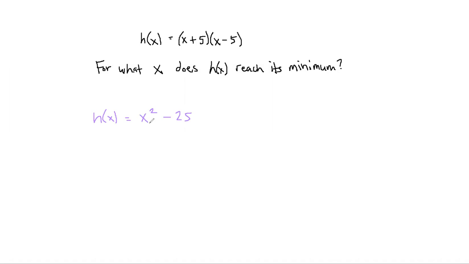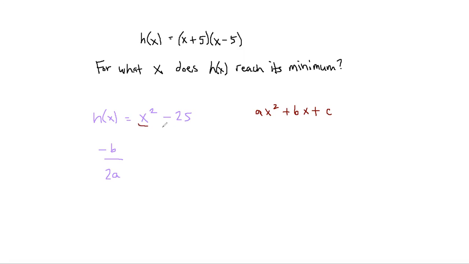There are a few ways of finding the vertex of a parabola. One way is to use negative b over 2a. The b and the a come from the standard form of a parabola, which is typically written as ax squared plus bx plus c, where a is the coefficient of the x squared, b is the coefficient of the x, and c is the constant.